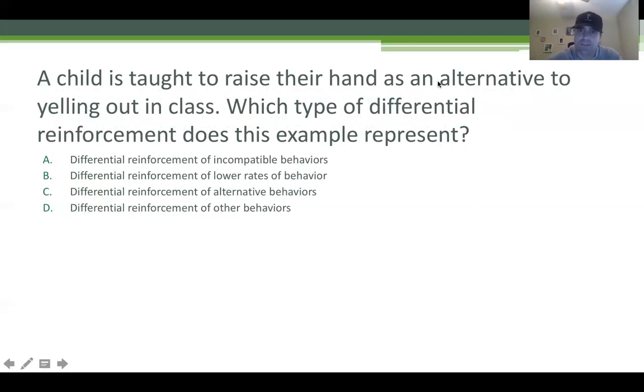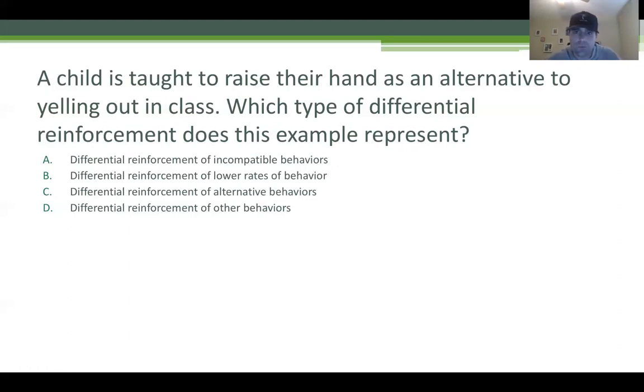Now, of course, this kind of gives it away because alternative is in the question. But let's just think about our two behaviors, raising their hand and yelling out. Can you do those things at the same time? Yes, I can raise my hand and still yell out. But if I'm only reinforcing hand raising and not yelling, then what am I doing? Well, I'm reinforcing the alternative behavior. Okay, so C is our answer. Why is it not A? Well, because these behaviors aren't incompatible, right?